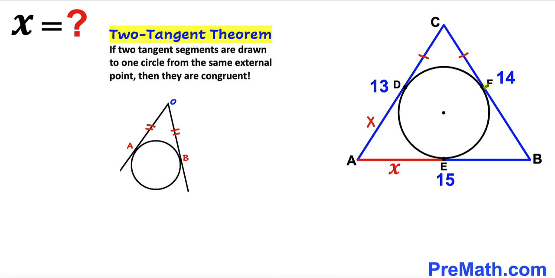And finally, this tangent BF is congruent to this tangent EB. So these two tangents are congruent as well.